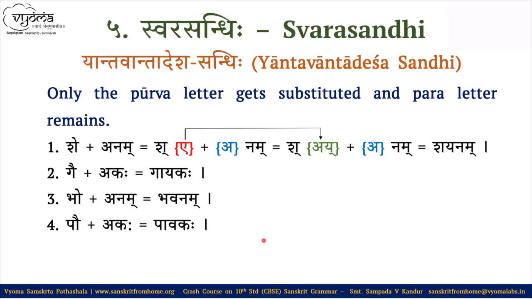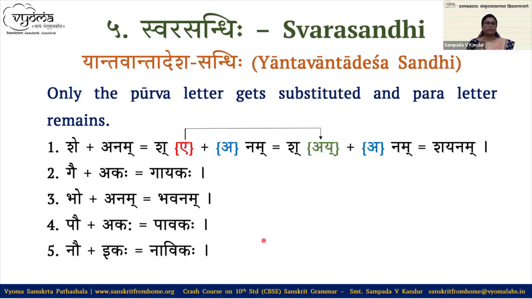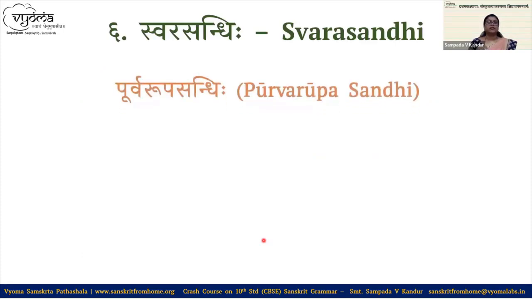Vishnaviti. Excellent. Hare plus e. Harayе. Excellent. Super. Adau plus eva. Adaveva. Super. Excellent. Very nice. So here we end with Swara Sandhi. Okay, one more is there. Nau plus ikaha, navikaha. So we end with, okay, Purvarupa Sandhi.